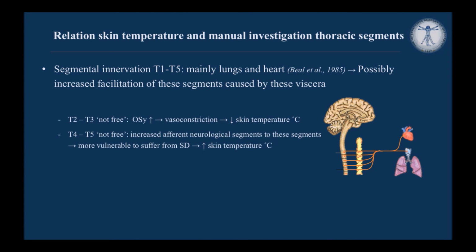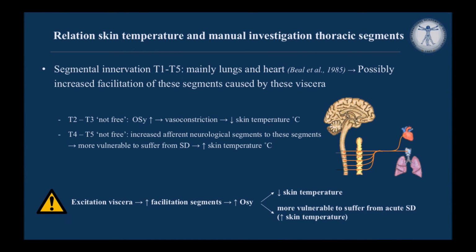Nevertheless, for a segment at the level of T2 and T3, a decreased skin temperature was found, and for a segment at the level of T4 and T5, an increased skin temperature was found. This can be explained as follows. Excitation of viscera leads to an increased segmental facilitation. The sympathetic nerve activity is increased. On one hand, temperature would decrease. On the other hand, these segments would be more vulnerable to suffer from an acute somatic dysfunction. This would lead to an increased skin temperature.